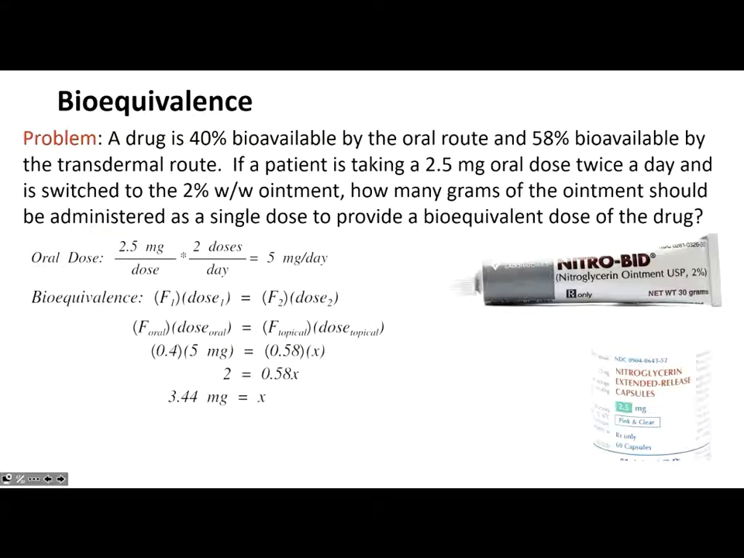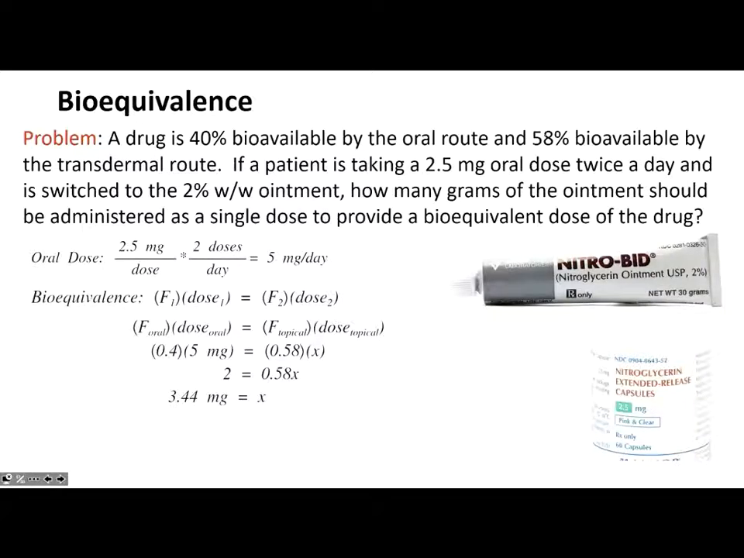All right, so let's put in some values for the F's and doses, if you will. On the left-hand side for the oral, if you look in the question, it said it's 40% bioavailable. That means the fraction is 0.4. That's 40%, same number. So let's put 0.4 times, we just said the total daily dose was 5 milligrams. So 0.4 or 40% of 5 milligrams. Let's set that equal to whatever the fraction is from the transdermal, which we say is 58% or 0.58, right, times what dose? We don't know. That's what we're solving for. We want to know how much dose to put transdermally to be the same as the oral. So let's solve for x.